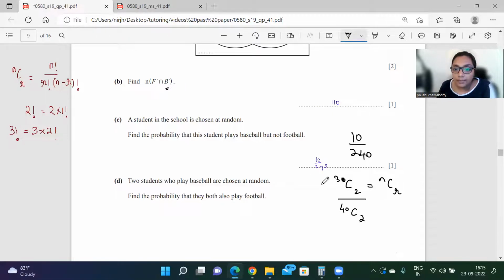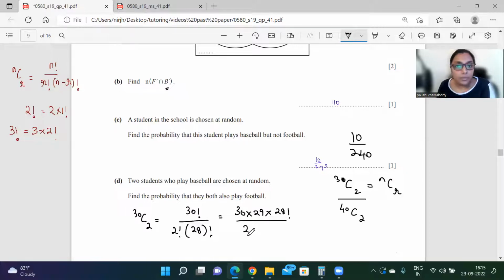So you have 30C2. That means using the formula, n is 30. So it will become 30 factorial by 2 factorial and 30 minus 2, which is 28 factorial. That becomes 30C2. This is 30C2. Let's solve it a little bit more. So you have 30 times 29 times 28 factorial by 2 factorial, which is nothing but 2, because 1 factorial means 1.